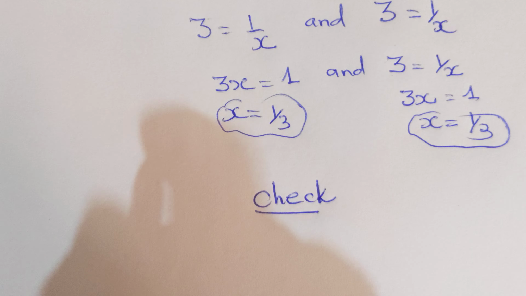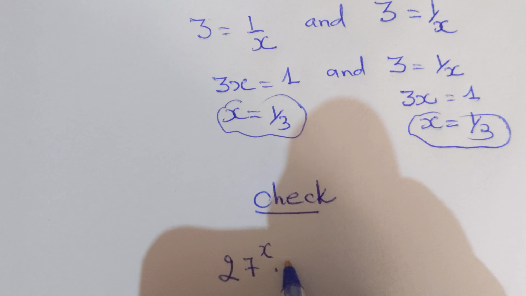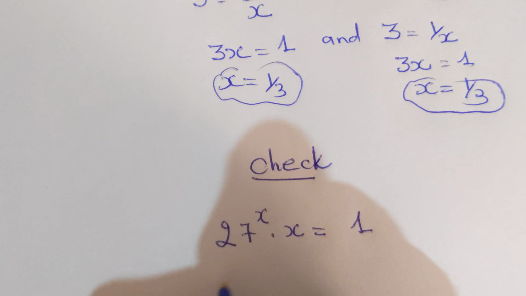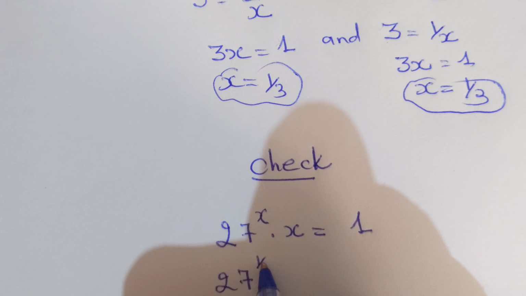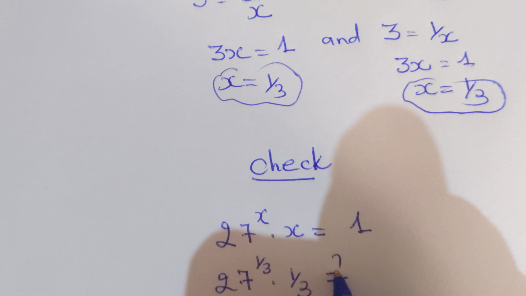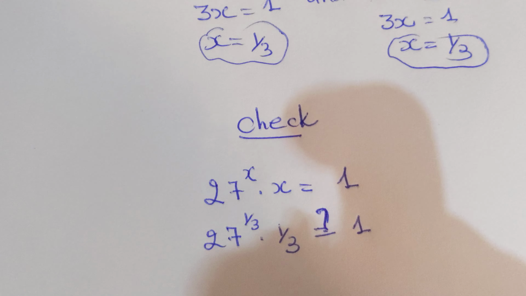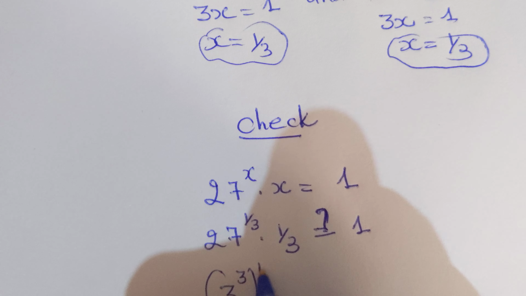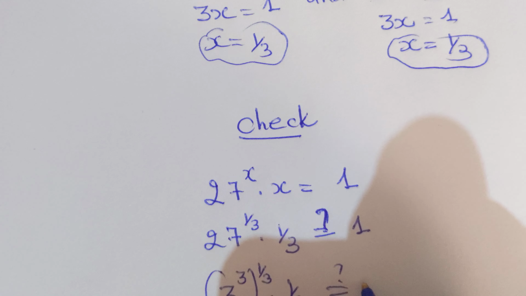By checking, here we have 27 power x, then times x will be equal to 1. Here we have 27 power 1 over 3, then times 1 over 3 is equal to 1. This will provide 3 to the power of 3, then times 1 over 3 times 1 over 3 is equal to 1.